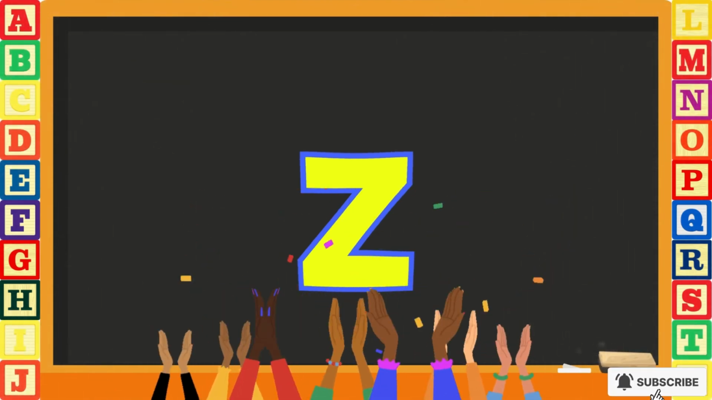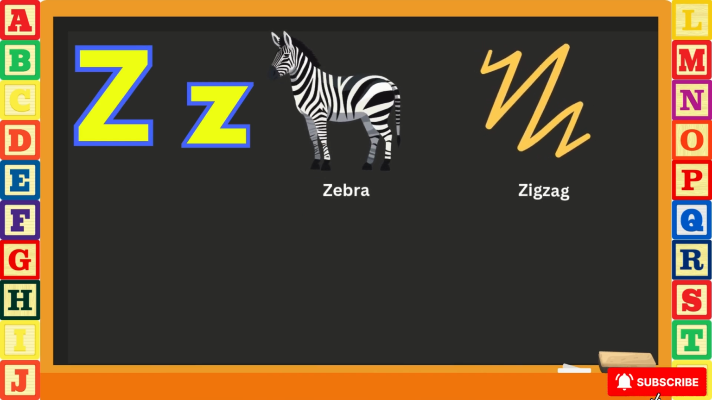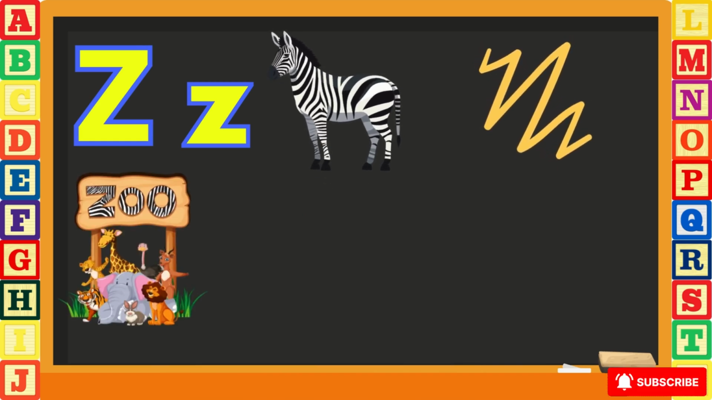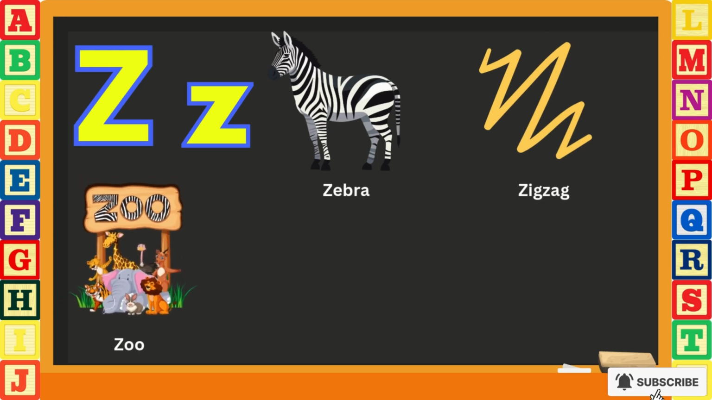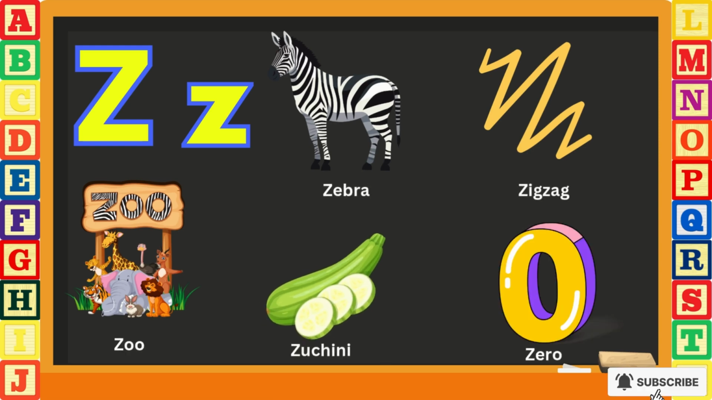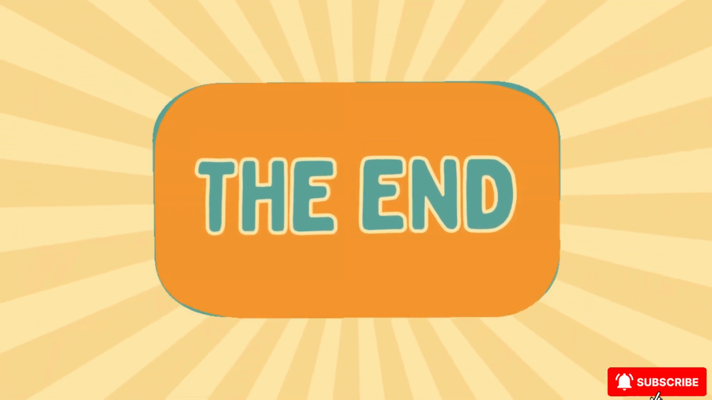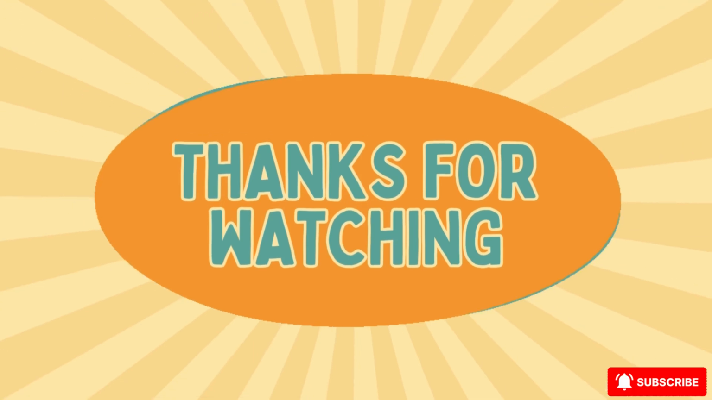Fantastic work, kids! Z is for zebra. Z is for zigzag. Z is for zoo. Z is for zucchini. Z is for zero. Wow! Great job, kids! You've learned all the letters from A to Z. Amazing work, Super Writers!